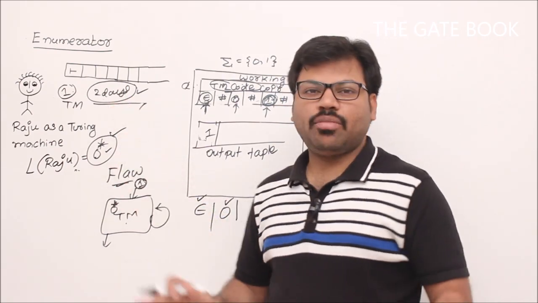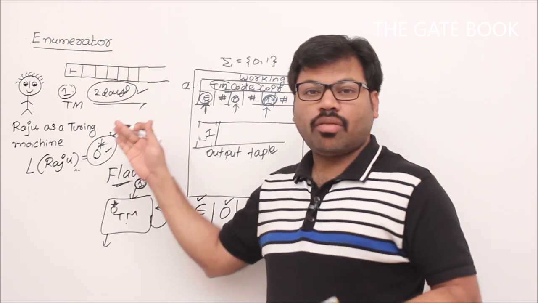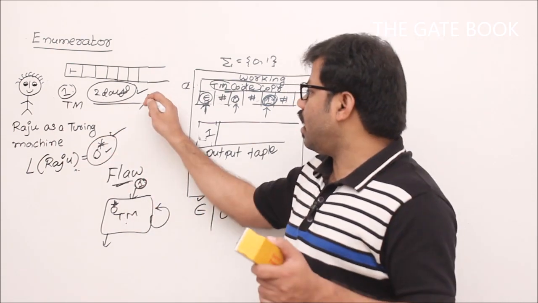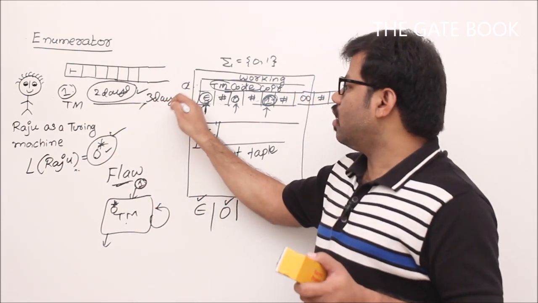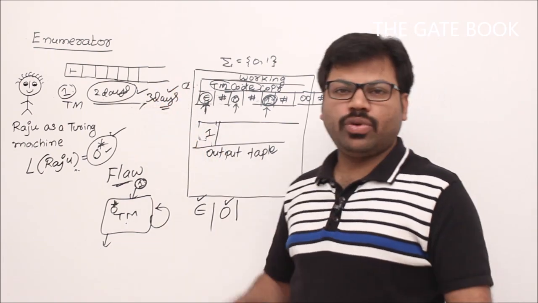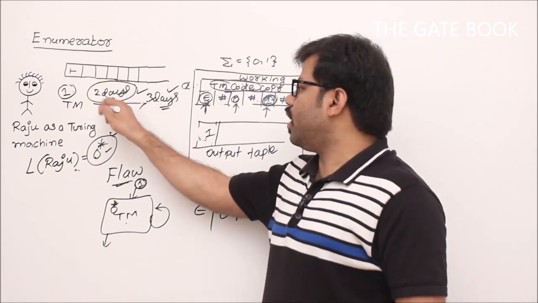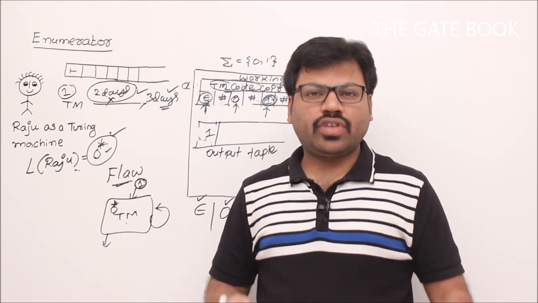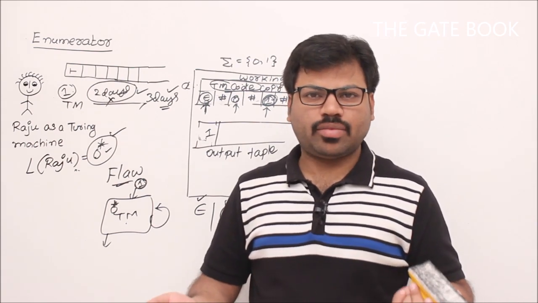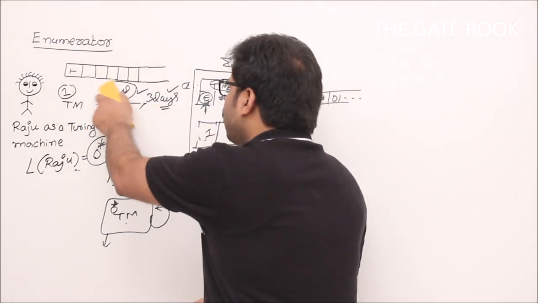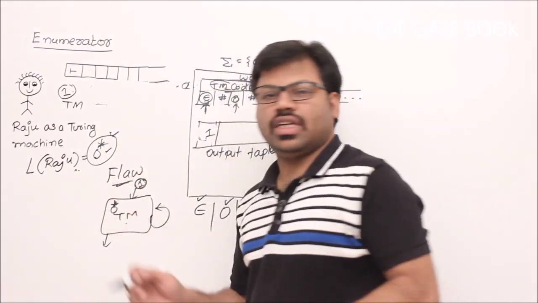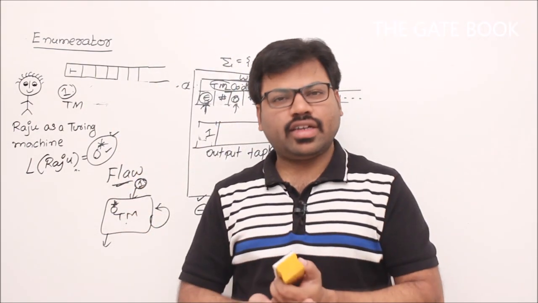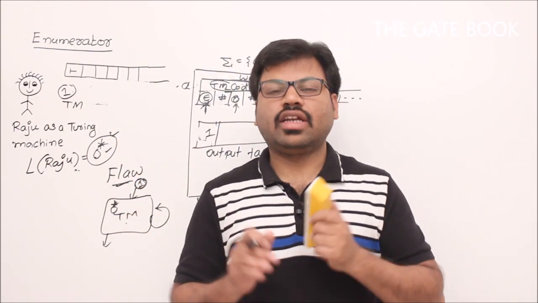So Raju can claim: why did you stop me after 2 days? Actually after 3 days I can accept that input, but after 2 days you simply rejected. That means after 2 days you simply said that I can't accept. That is wrong. So whenever you terminate the Turing machine, you may get contradictory things, correct? That is a problem.